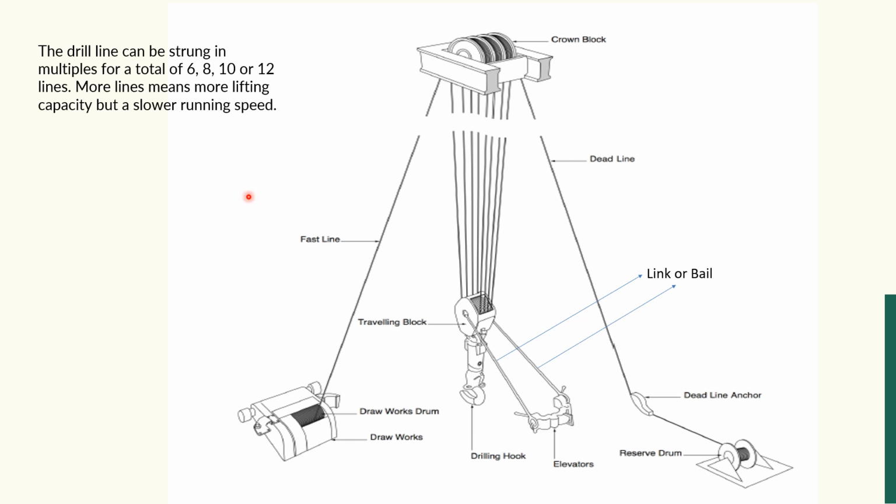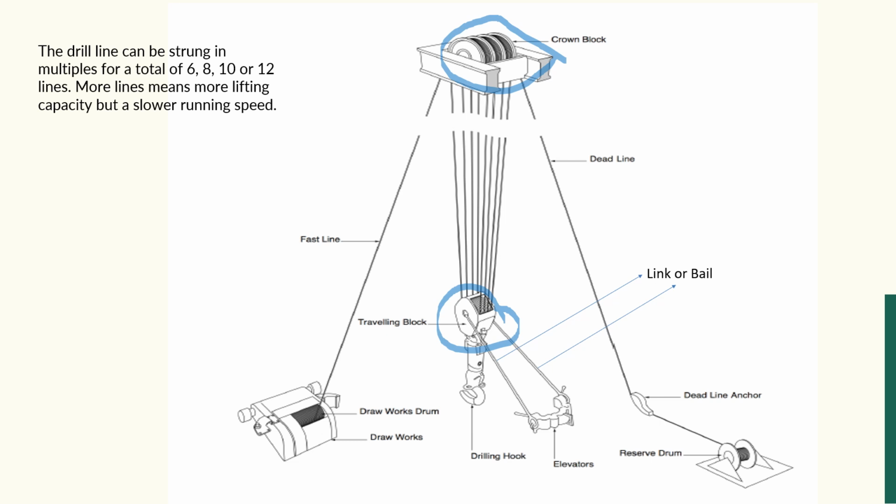Now in this image we have a crown block and a traveling block. One by one we will see these. This is the crown block, and it is located in the derrick in the most upper position, on the top. The crown block has multiple sheaves, and this is the traveling block, which also has multiple sheaves.